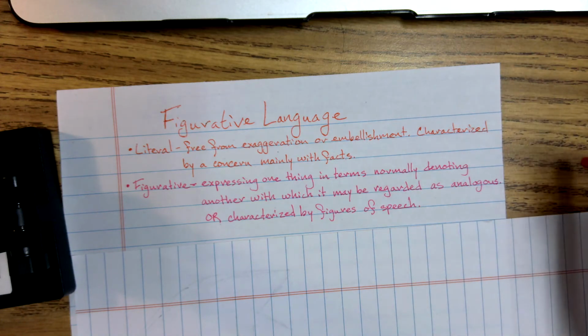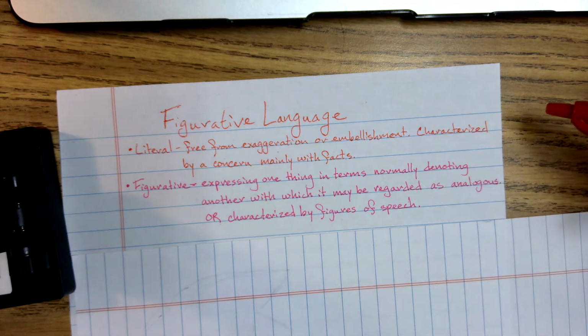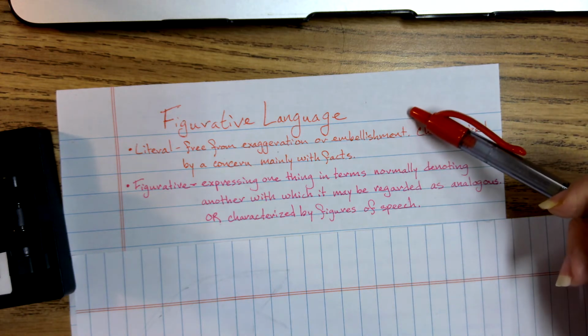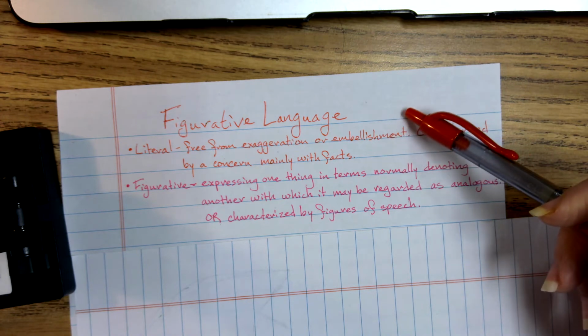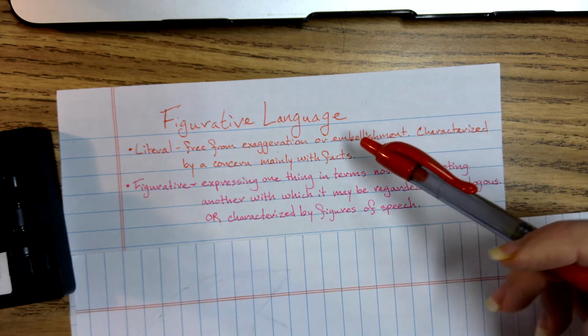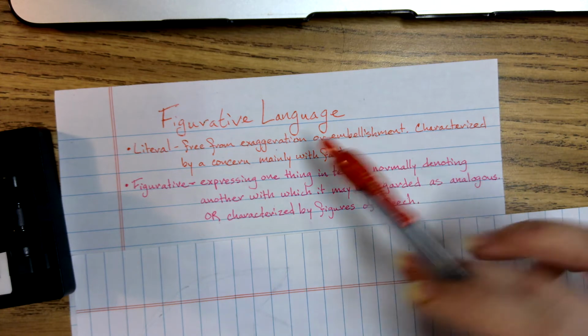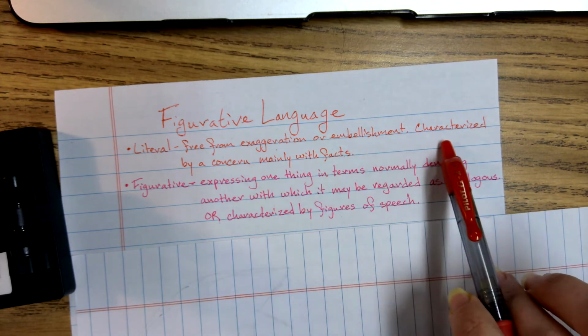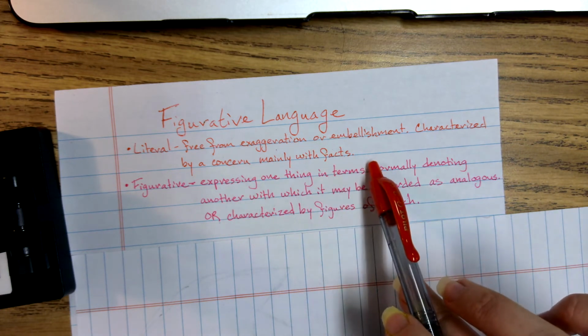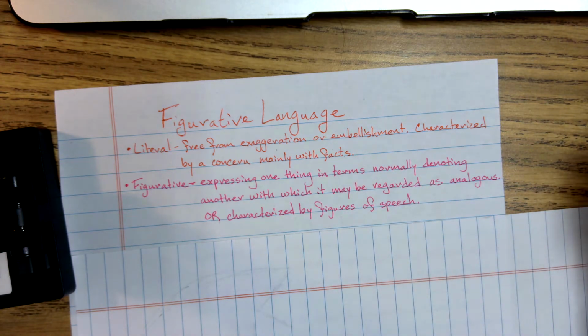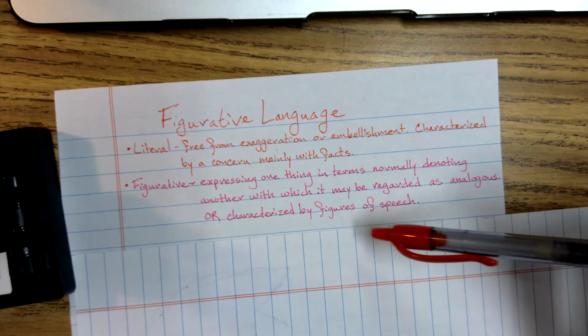I just wanted to talk with you briefly a little bit about figurative language and kind of do a review over this concept. So figurative language is any kind of language that isn't literal. Literal is defined as free from exaggeration or embellishment, characterized by a concern mainly with facts. So literal is things that are 100% true. You know, my table literally is made from wood. You know, those kind of things.